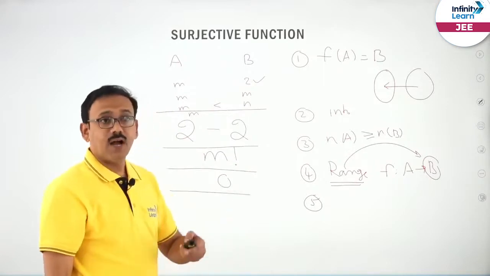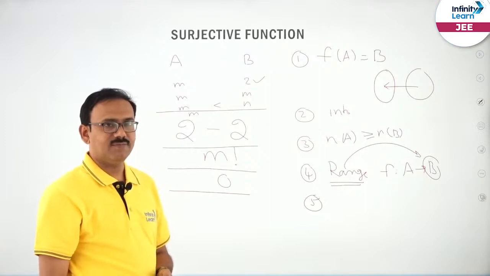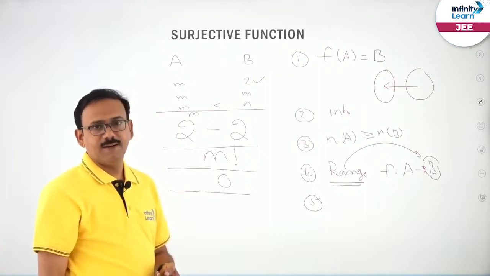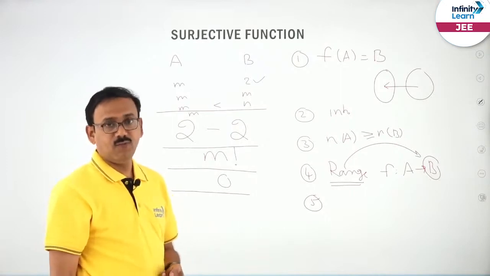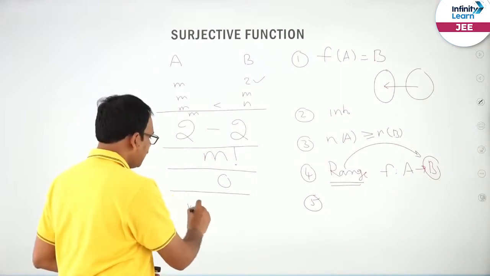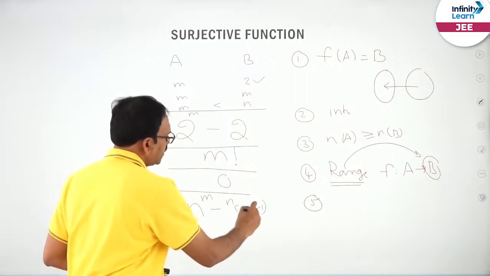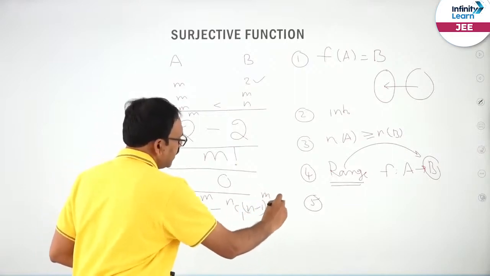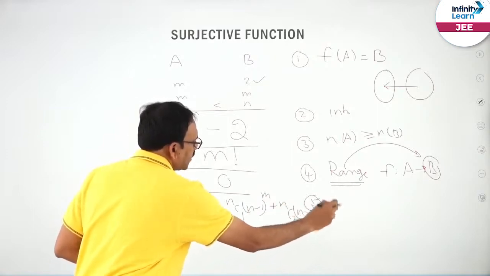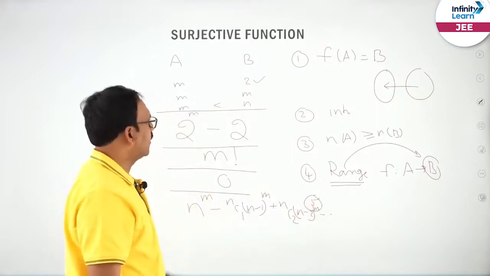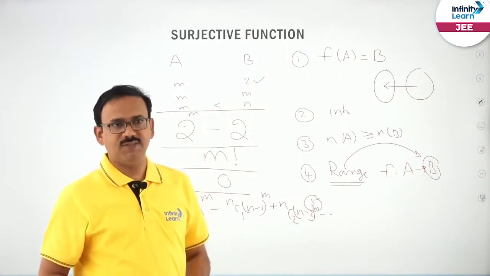Otherwise, friends, you use the formula, that is n^m minus nC1 into (n minus 1)^m plus nC2 into (n minus 2)^m minus and so on. You know this formula. These are the important points related to onto functions, right.